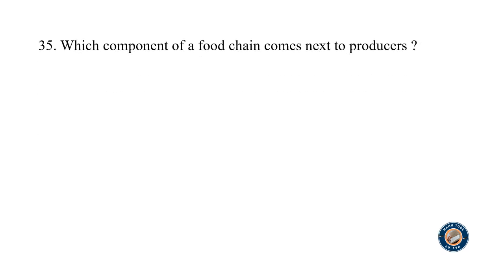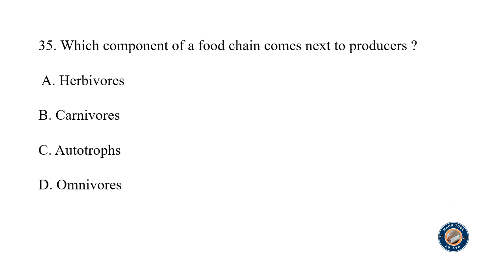Question number 35. Which component of a food chain comes next to producers? A. herbivorous, B. carnivorous, C. autotrophs, D. omnivorous.